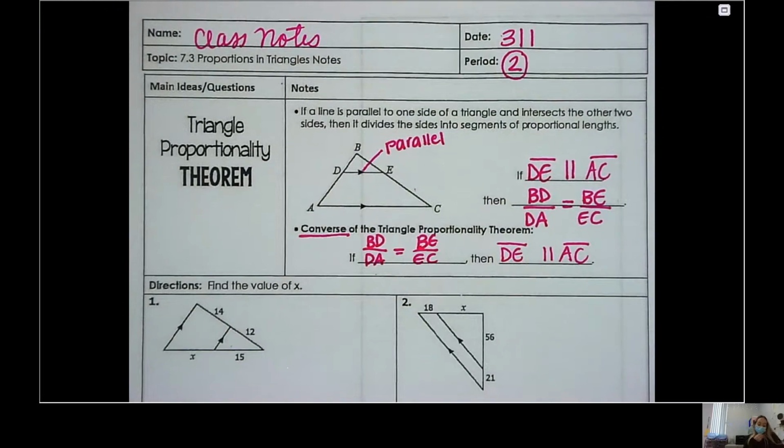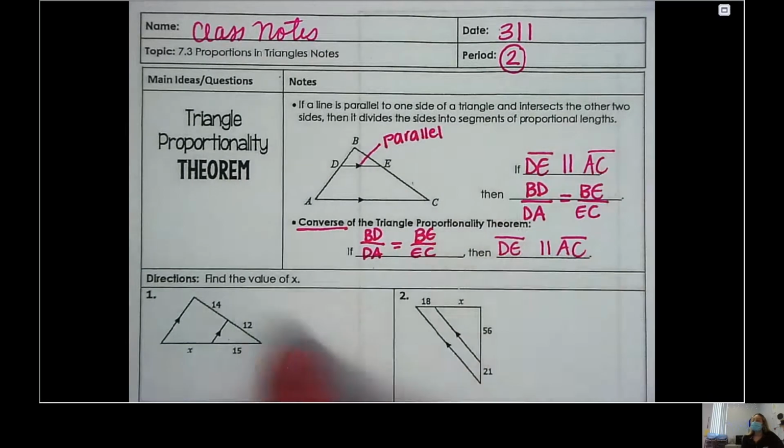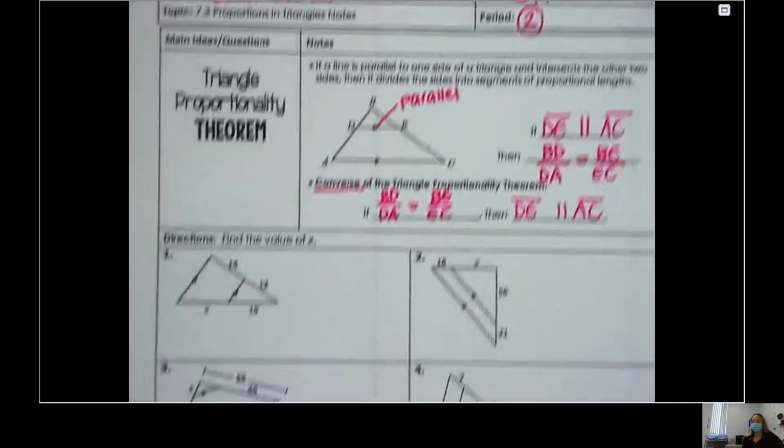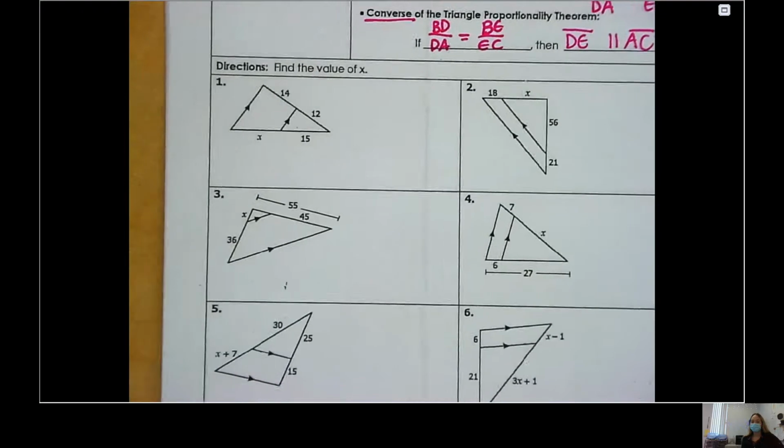All right, so there are a lot of questions. We're not going to do all of them together. We're going to do just the odd problems together, and then you are going to work on the even problems on your own. We're going to use these proportions to help us with our fractions. And you're going to go, wait, this is the easiest thing we've ever learned. I'm going to go, I know, crazy.